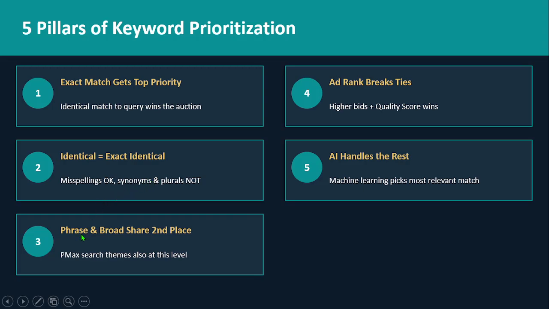Number three, phrase and broad share second place. PMax search themes are also at this level. Number four, ad rank breaks ties: higher bid plus quality score wins.